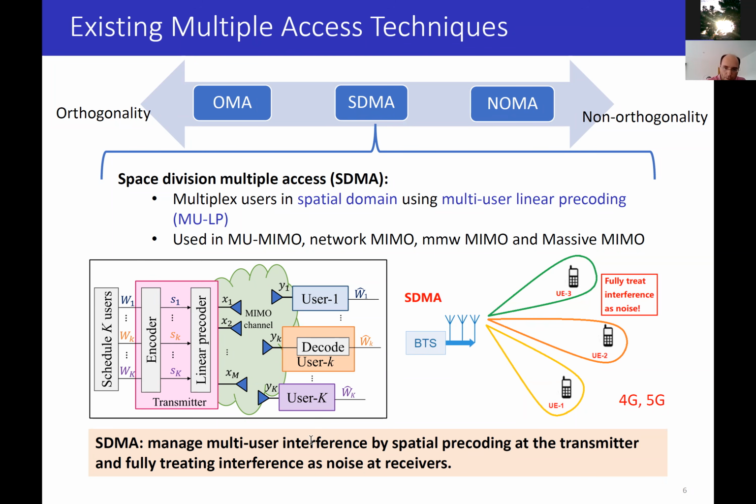And so we start seeing some differences between the different multiple access techniques. In OMA, you really try to avoid any multi-user interference by orthogonalizing resources. In SDMA, you treat any residual interference as noise. And in NOMA, you try to fully decode the message of other users, so you try to fully decode interference.